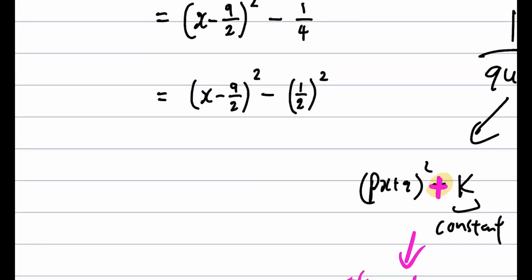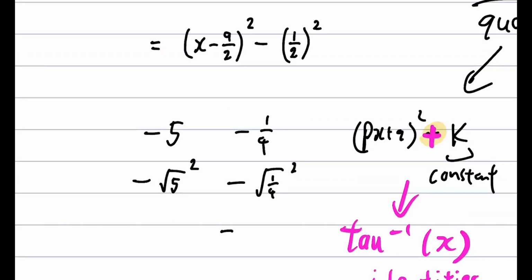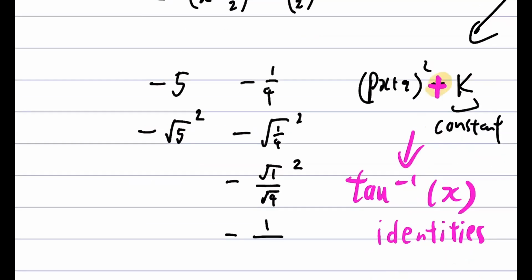If let's say this was a -5, you need to write it as -5 over minus square root 5 square. Like here, minus 1/4 is actually minus square root 1/4 then square. Square root 1/4 is square root 1 over square root 4 with a square outside. Square root 1 is just 1, square root 4 is just 2, then square. That's how I got minus 1/2 square. Is that clear? Okay, good.